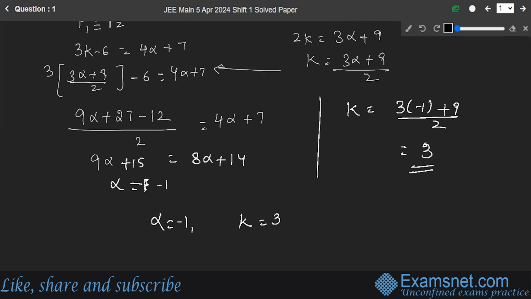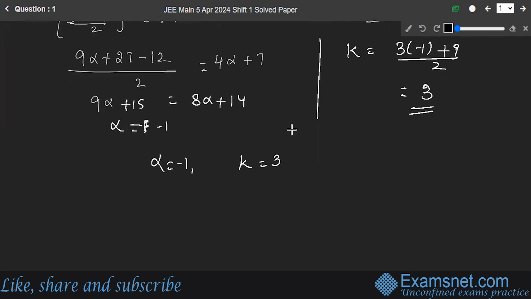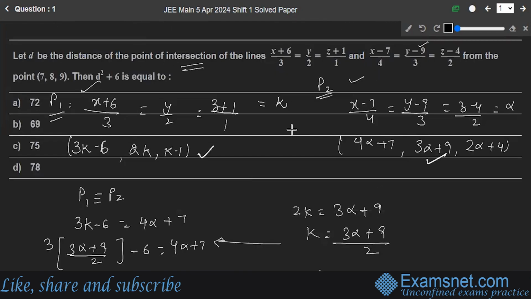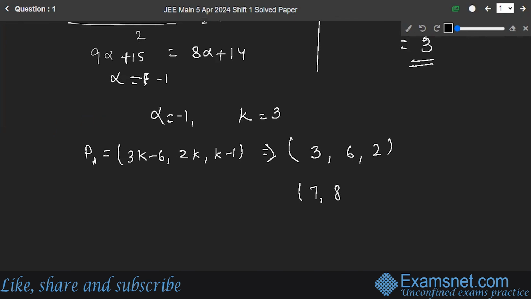So that means let's make the two points. P1, what was it? P1 was 3k minus 6, 2k, k minus 1. So this point becomes 9 minus 6, 6, and 2. So 3, 6, 2, this is the point. Now let's find out what you asked. The distance of this point from this point, 7, 8, 9. So you have to find out the distance between these two points.